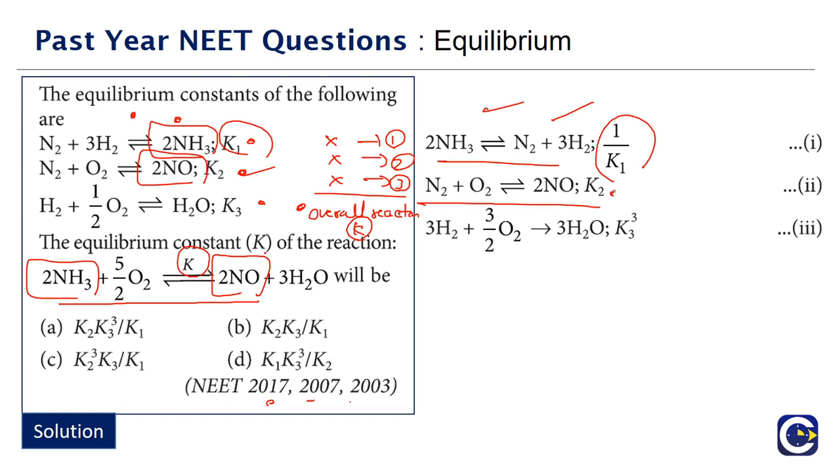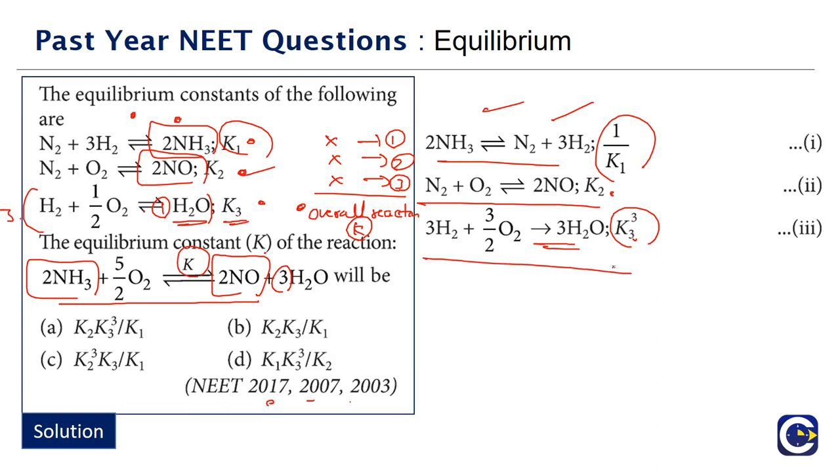Now the third reaction. In the third reaction we have H2O, so we have only 1 mole of H2O, but in the overall reaction we have 3 moles of H2O on the RHS. That means we have to multiply this by a factor 3, and whenever we multiply an equation by a factor, the equilibrium constant will be raised to the same power. Here it is multiplied by number 3, so the modified equation's equilibrium constant will be K3 power 3, K3 the whole cube. So we have modified these equations.